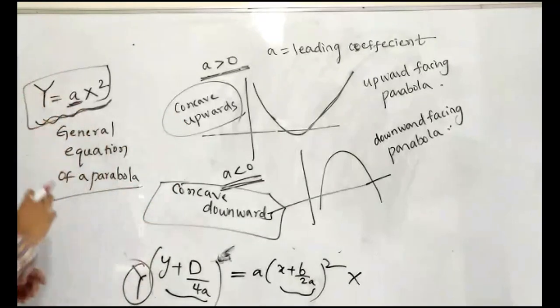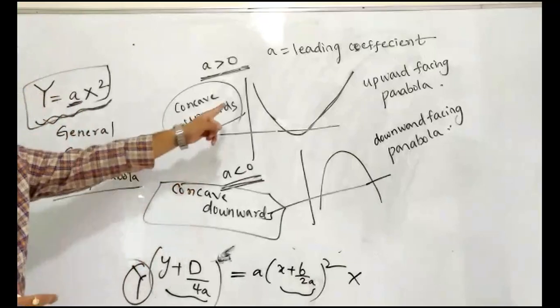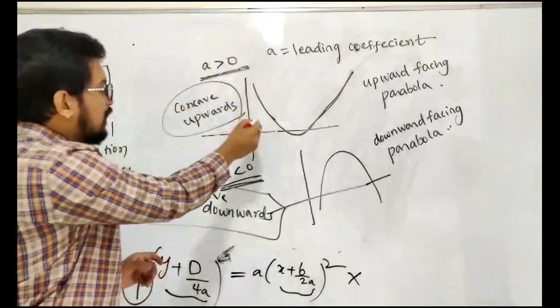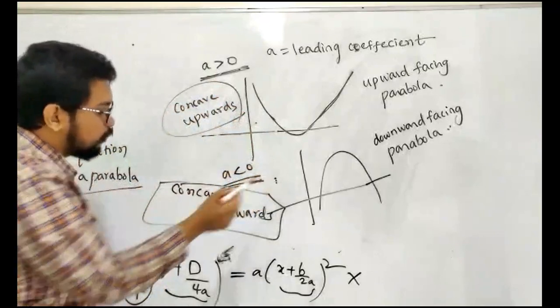Now let's move forward. Have you written this? Concave, a greater than 0, the shape will be like this. This is a concave upward shape. If a is less than 0, that is a concave downward shape.